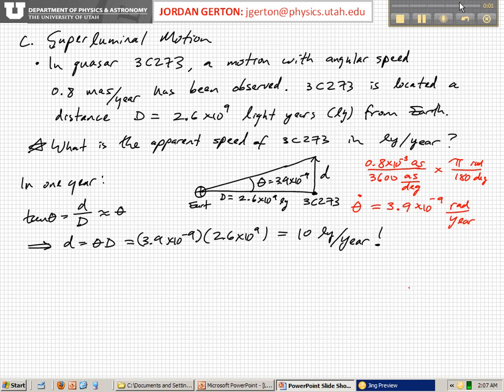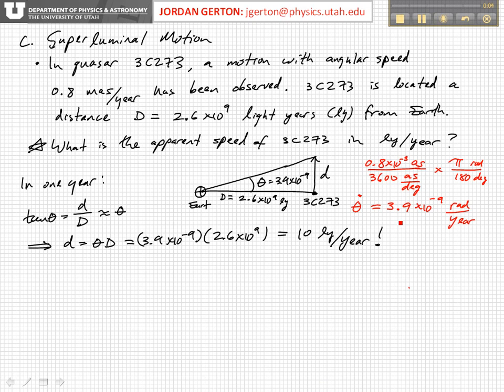Okay, so we just converted the apparent angular speed from milliarcseconds, 0.8 milliarcseconds per year, to radians, 3.9 times 10 to the minus 9 radians per year. And now, if we realize that in 1 year the quasar will actually trace out precisely this number of radians. Okay, so in 1 year it'll go 3.9 times 10 to the minus 9 radians.